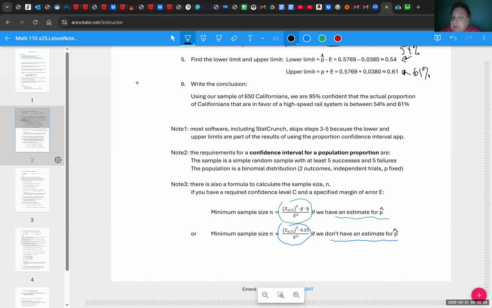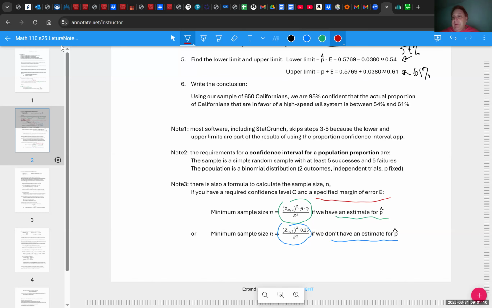Again, it involves a z alpha over 2 thing, which is the standard normal calculation. It involves p hat and q hat, which again are just the estimates for the proportion of successes and failures. And then you divide it by e squared. E is given to you because remember, they're going to tell you the specified margin of error. So they're going to say E is 0.03 or something. So you're going to put the value of E into the formula and just use your calculator. These are all just numbers that you're going to get, and you're going to calculate the minimum size for n.